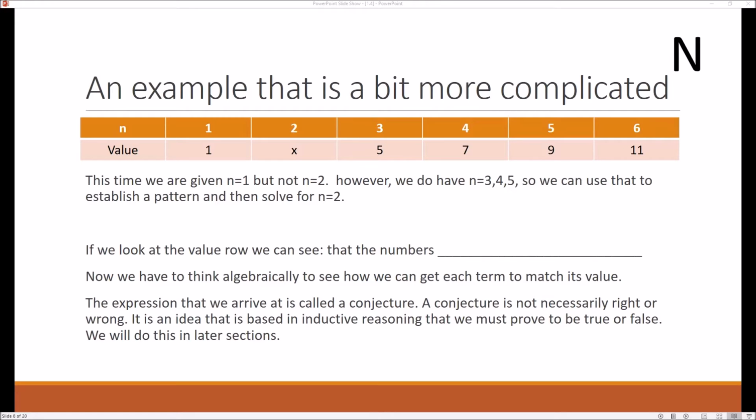That's really all inductive reasoning is. It's increasing, just like we said before. We can see that the numbers increase. They increase by 2. This is working. So 2n minus 1 is generating the values we want for each nth term. This is a conjecture. This doesn't mean it's true.